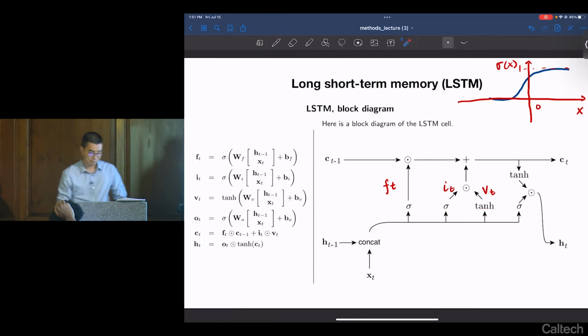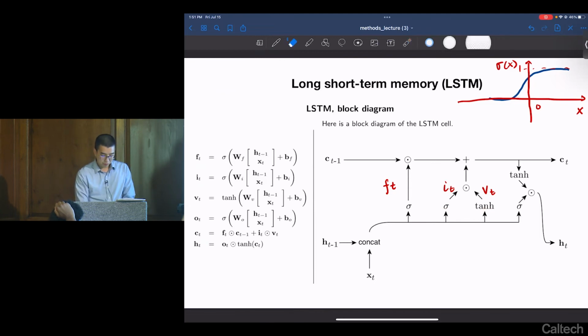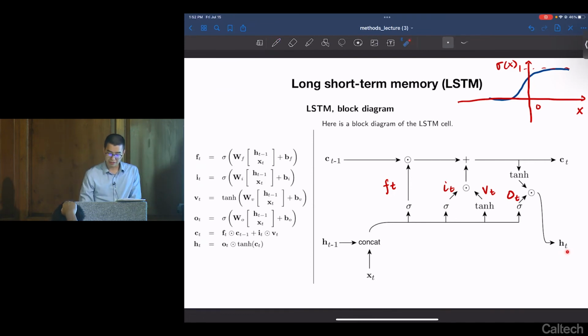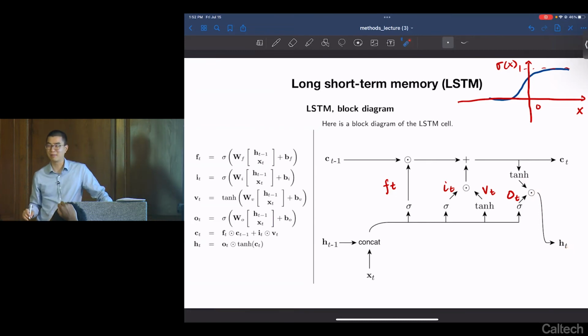And then there's going to be an o of t, which is a sigmoid applied to this affine transformation. That's this node right here. And then our next hidden state, h of t from h of t minus 1, is going to be o of t times tanh applied to c of t. And so that's this operation over here that then gives me h of t. All right, so this is just the block diagram of the LSTM.